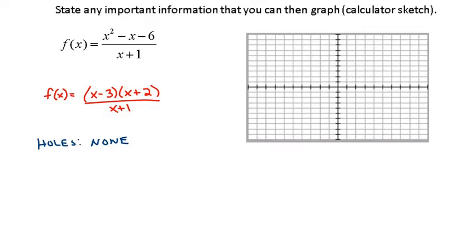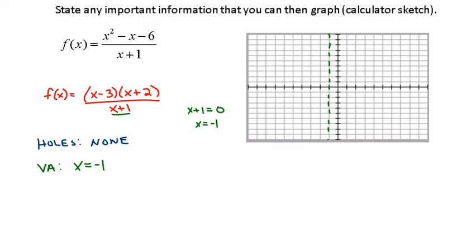Next would be a vertical asymptote. Vertical asymptotes are what makes the denominator equal 0. So in this case, what makes x plus 1 equal to 0 is actually negative 1, so the vertical asymptote is at x equals negative 1. While I'm here, I would go over to your graph and go ahead and put that vertical asymptote on x equals negative 1.